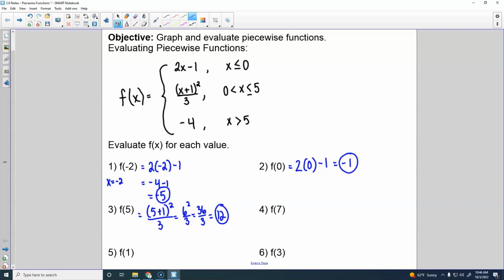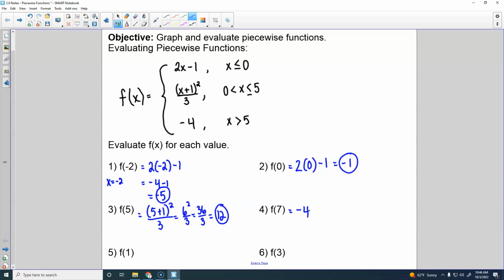For 7, Joshua, which one am I going to pick there? The third one. And what do I get? Negative 4. I just get negative 4. There is no x to plug into there. So you don't do anything. But a lot of students get it wrong because they'll say like negative 28. Or they'll try to put the 7 somewhere. Right? They'll try to put it somewhere, but you don't.